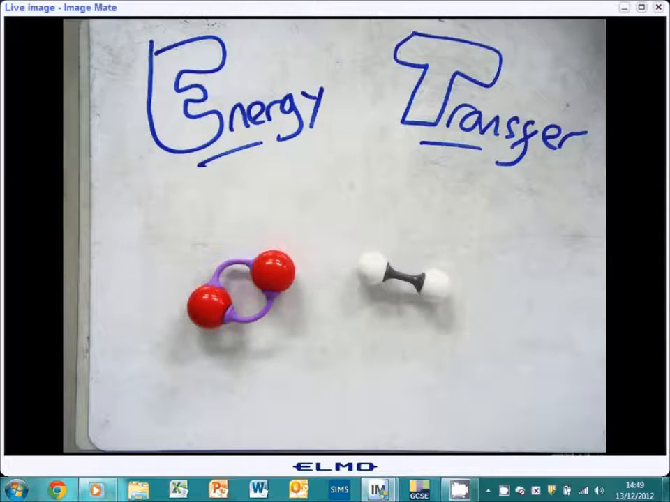When any chemical reaction occurs, energy is transferred either to or from the surroundings, which means it's either given out or taken in. This is due to bonds being broken and formed.